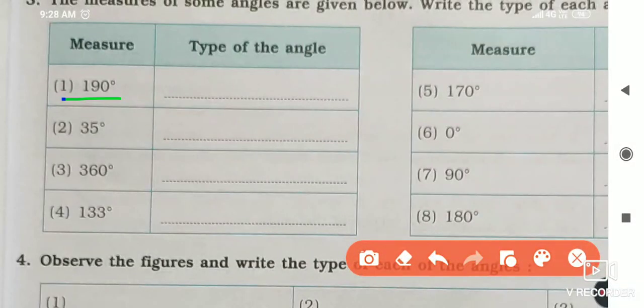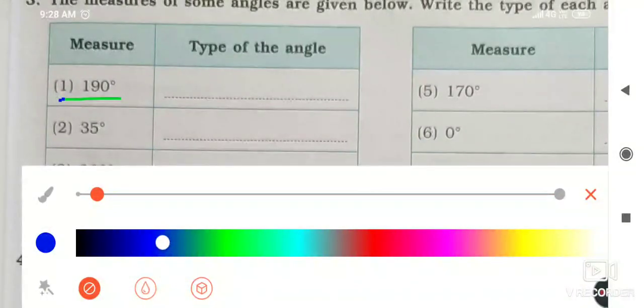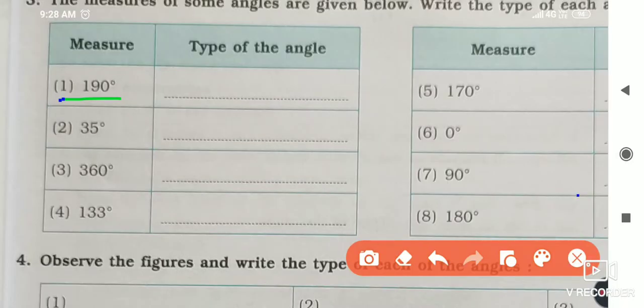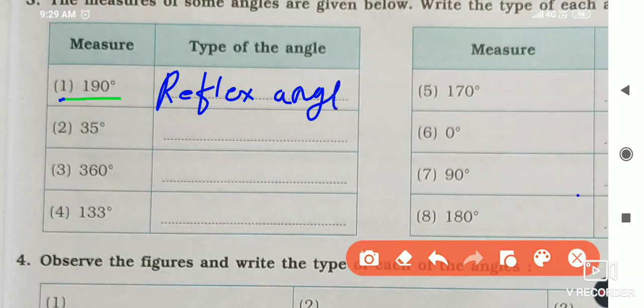If you understood what I told you, this angle's measure is more than 180 degree, and the angles whose measure is more than 180 degree are called, as per the definition I told you, reflex angles. You have to learn the definition, then you will not make any mistake in this. So these angles are called reflex angles.